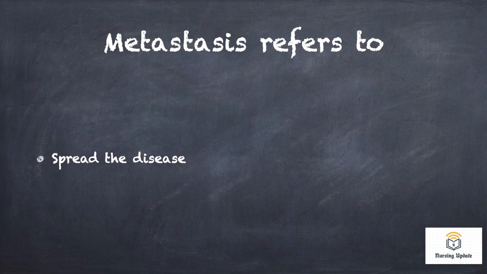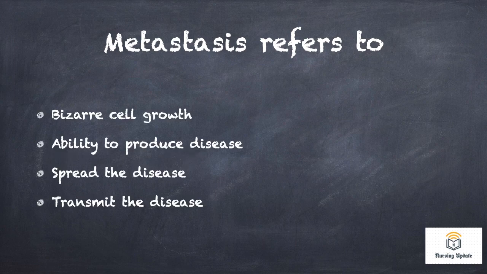So you should know the other options also. What is bizarre cell growth? Cancer. What is cancer? Bizarre cell growth, where the growth of cells is in huge number, is known as cancer. What is ability to produce disease? Pathogenicity. Spread of the disease, we already discussed, is known as metastasis. Transmission, you should know the meaning. Transmission is from one person to another person.